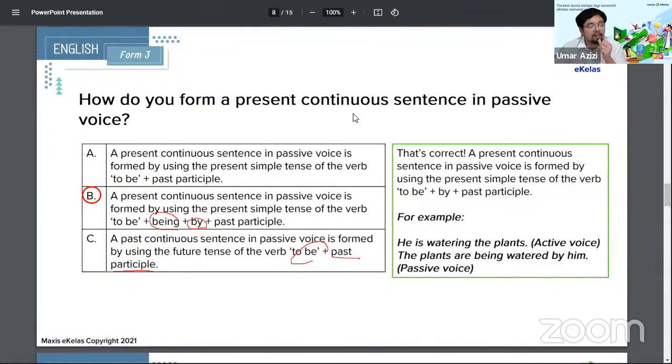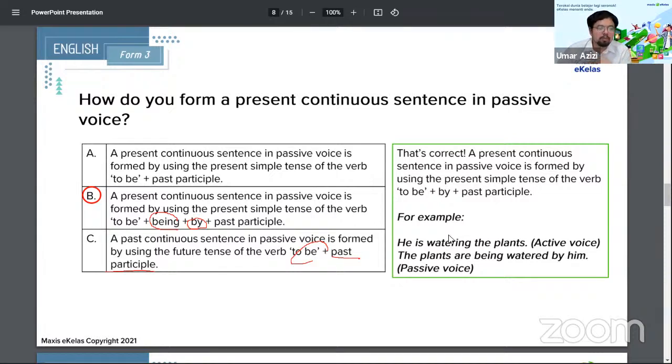A present continuous sentence in passive voice is formed by using the present simple tense of the verb to be, plus by, plus past participle. So, I'm going to give you an example now. In active voice: he is watering the plants. Again, continuous. If you remember continuous verbs, that's a hint there. So he is watering the plants in active voice.